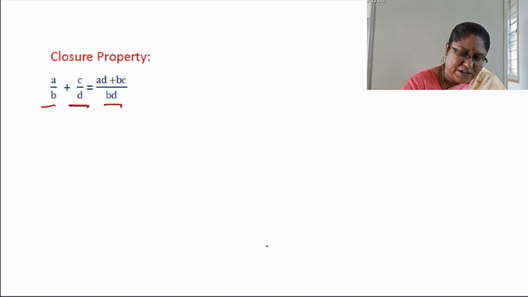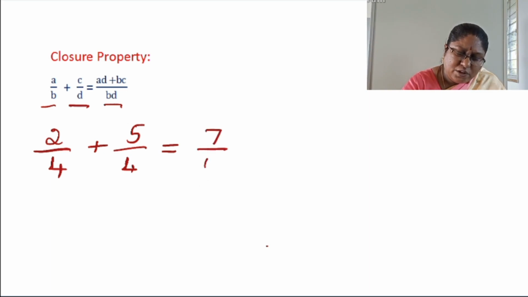We will have one example. Take 2 by 4 plus 5 by 4. What's the answer? Adding with the same denominator, 7 by 4. The answer is also rational. So this is closed under addition. So the closure property is true in addition. If you take 2 numbers and add them, the answer will also be rational. Can you understand now? Now we will move to the next concept.